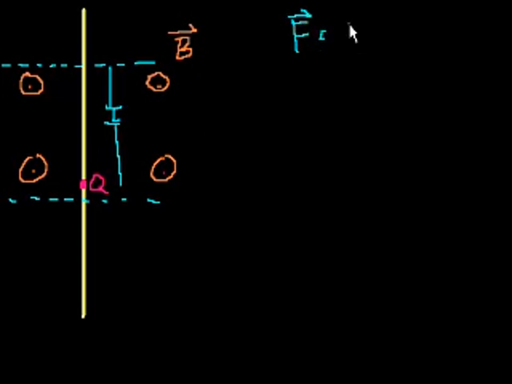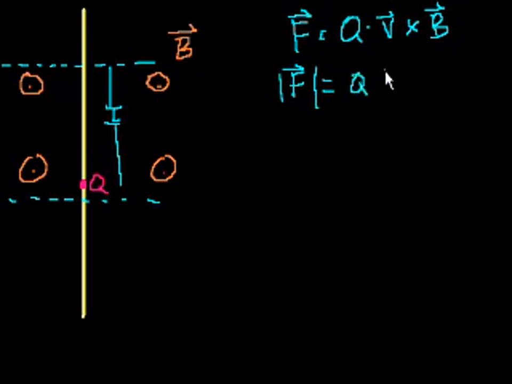is equal to the charge times the cross product of the velocity of the charge and the magnetic field. If this wire is just stationary and there's no voltage across it, etc., the velocity of this charge is going to be 0. So if the velocity is 0, we know that the magnitude of a cross product is the same thing as, so Q is just a scalar quantity, so that's just Q, times the magnitude of the velocity times the magnitude of B times sine theta.